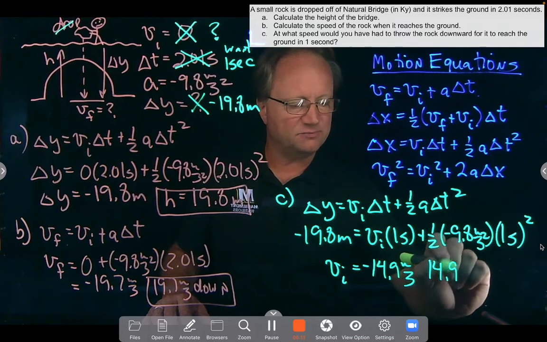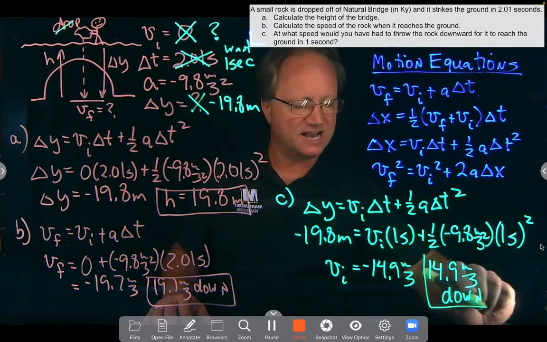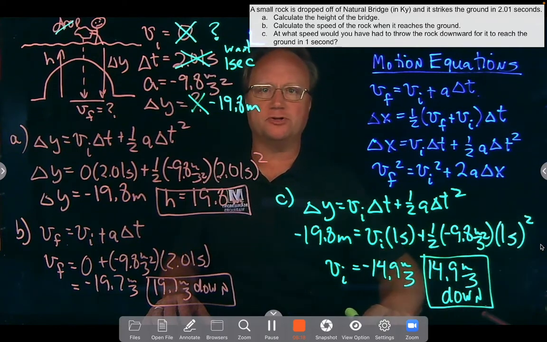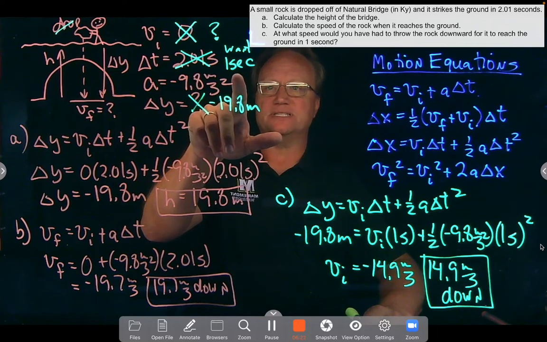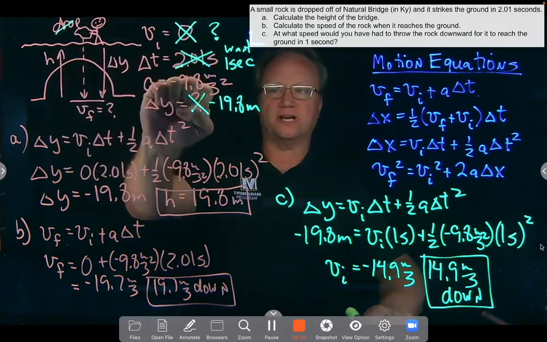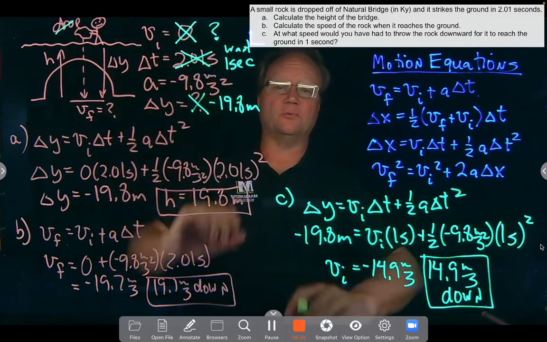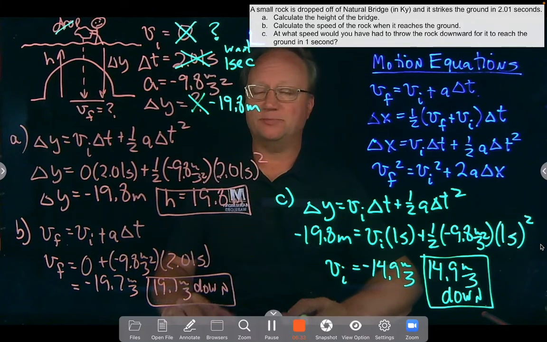And the negative means downward. So if we throw the rock down at 14.9 meters per second, then it will reach the ground in that 1 second time period. So diagram, organize what you're given, identify when your interval changes and some of your given information changes, and plug into the motion equations. Ponder physics.